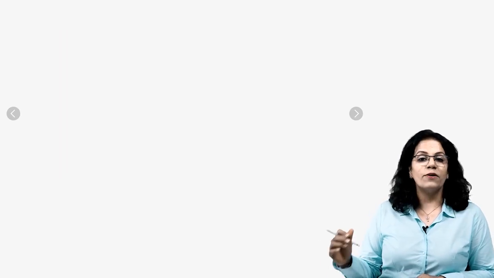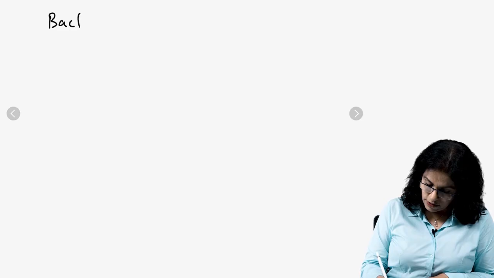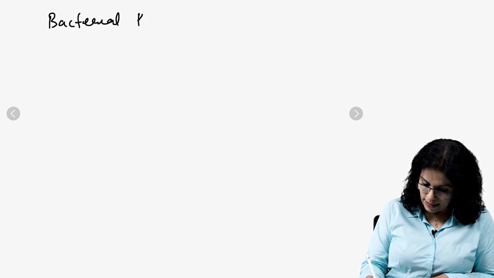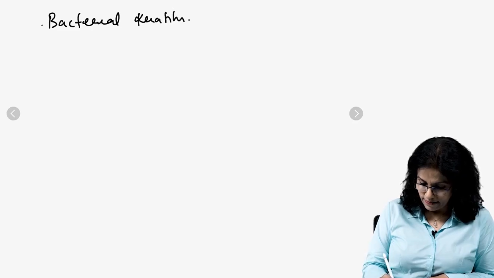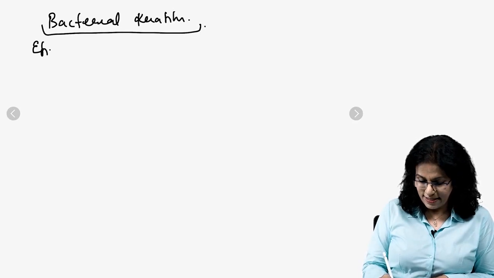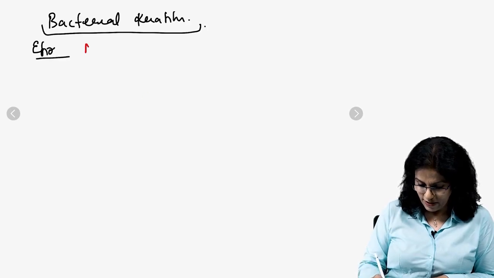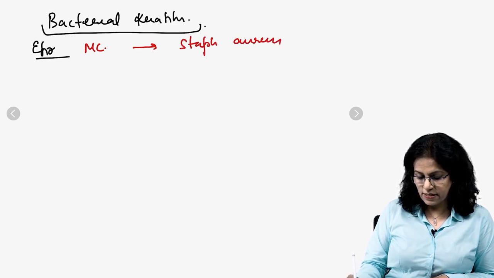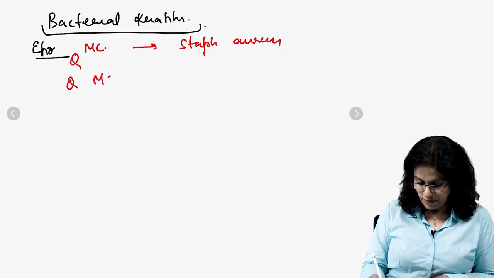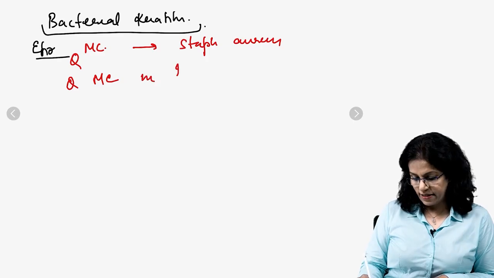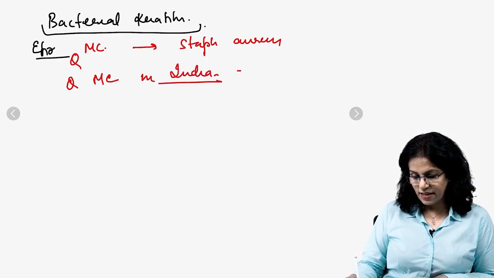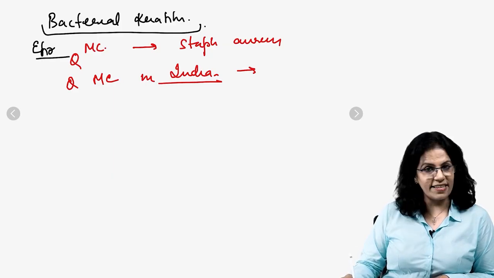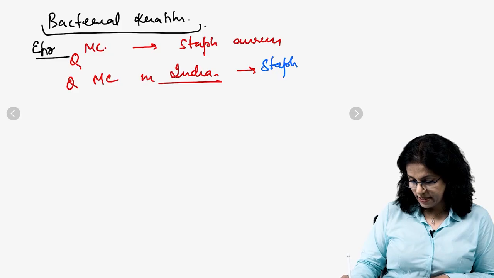Okay, talking about bacterial keratitis, first we will learn, of course, the bacterial keratitis or bacterial corneal ulcer. Etiology. This is an exam question. What is the most common etiology? Most common we will always answer is Staph aureus. But if the question says, most common bacteria in India, our answer will change, and now we answer Staph epidermidis.